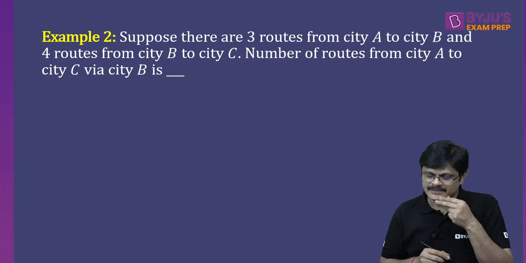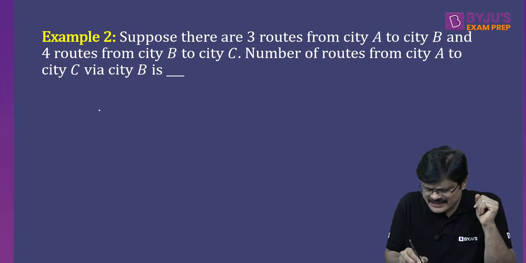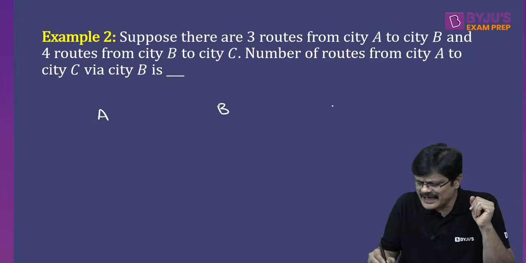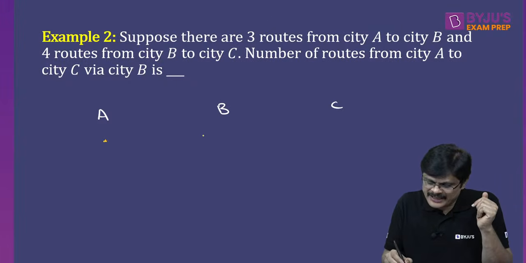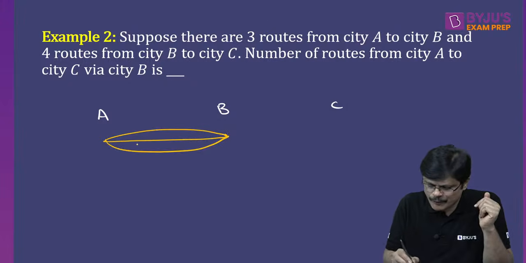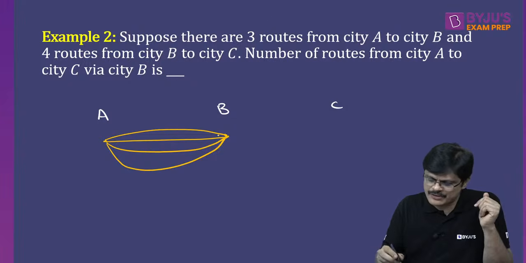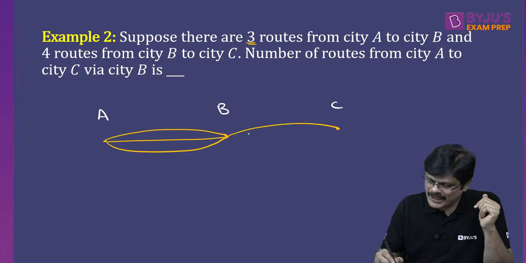Let us take this problem. Suppose there are cities, city A, city B and city C. This is a very common regular question. From A to B there are 3 routes. Oh, I gave one extra, no problem. From A to B, 1, 2, 3 routes are there. And from B to C, how many routes are there? 4 routes are there. 1, 2, 3, 4.